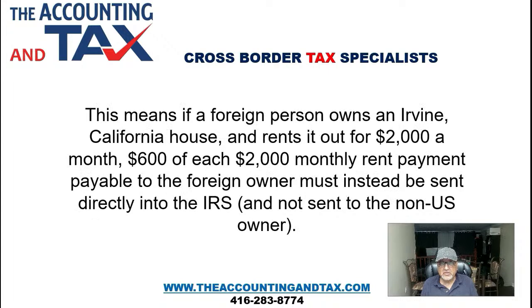So this means if a foreign person owns an Irvine, California house, for example, and rents it out for $2,000 a month, $600 of each $2,000 monthly rent payment payable to the foreign owner must instead be sent directly to the IRS and not sent to the US non-resident owner.